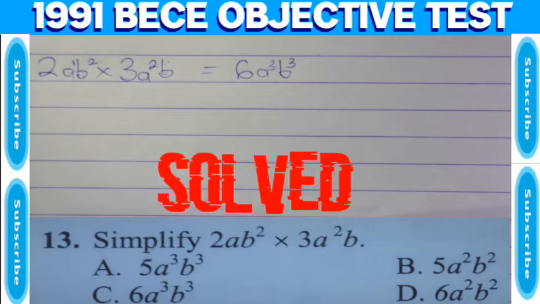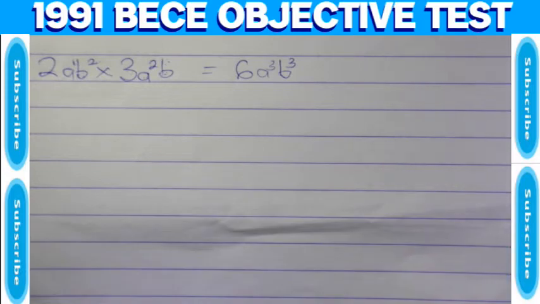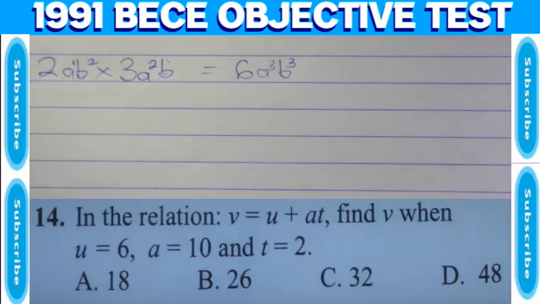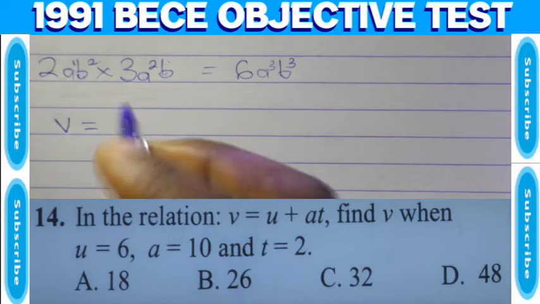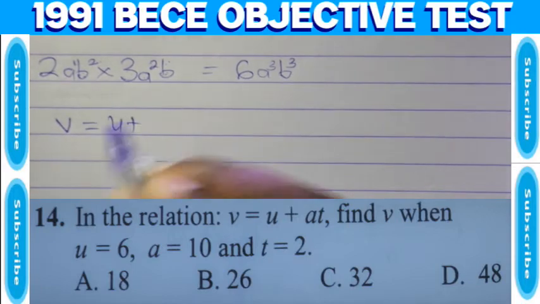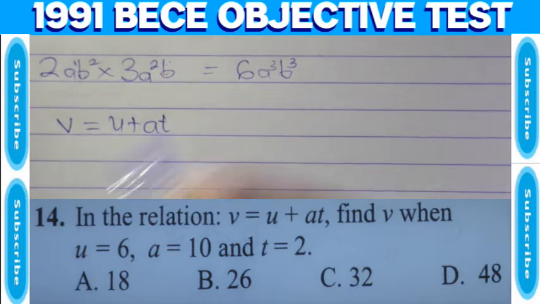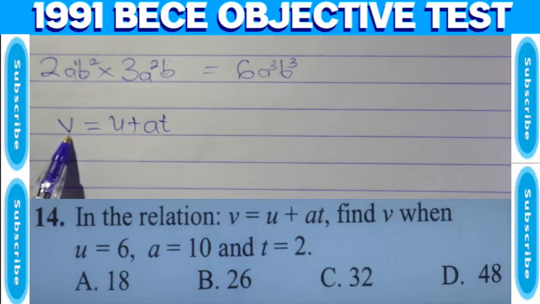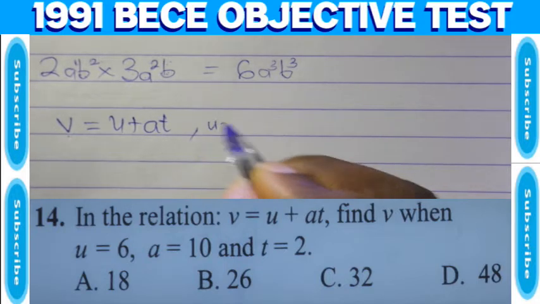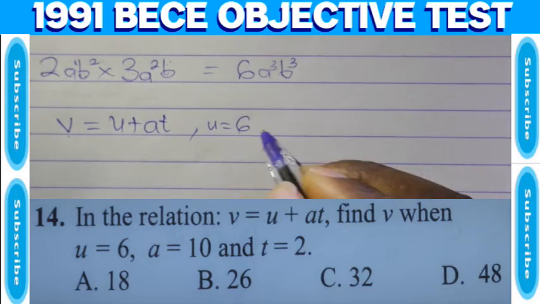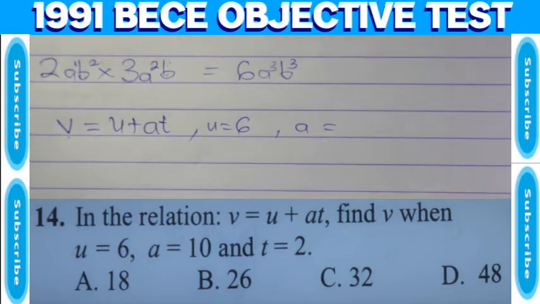Now let's move on to question 14 and take a look at it. Question 14 says there is a relation, and this is it: V is equal to U plus AT. The question says we should find the value of V when U is equal to 6, A is equal to 10, and T is equal to 2.